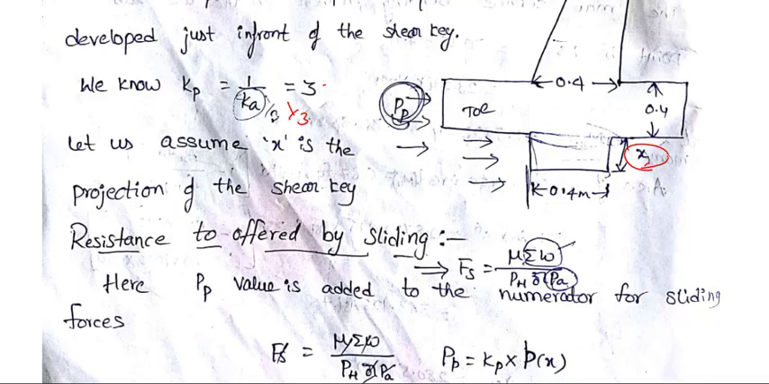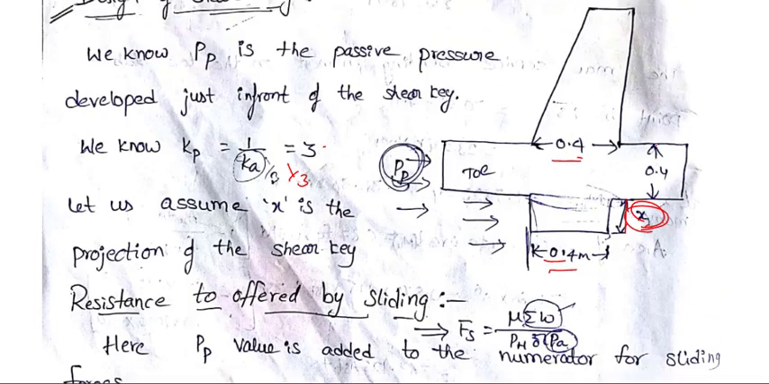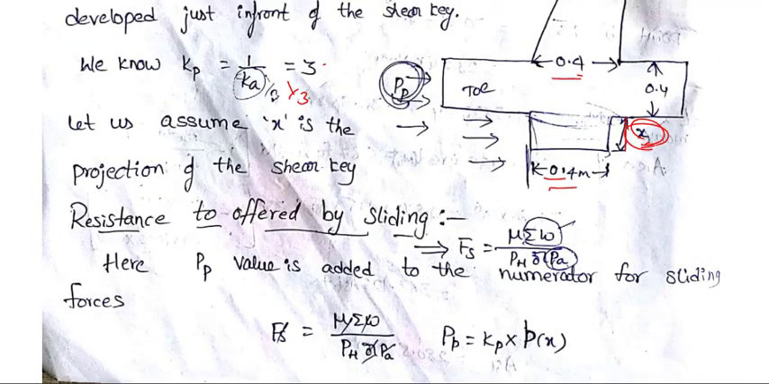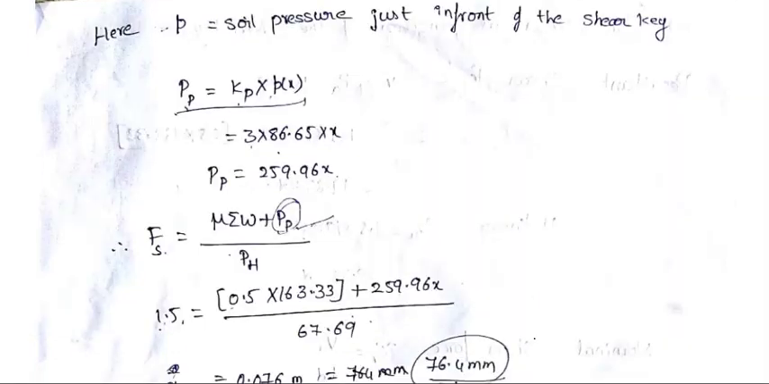That shear key width, we are providing the same width, so whatever width you are providing, use the same width. Suppose if it is 0.5, provide 0.5, but the projection, how much projection we need to give, that we do not know, that we need to find out, the X value. To find out X value, we should know the Kp value. What is the passive pressure? Okay, so Kp is equal to 3. Here Pp is equal to Kp into P into X.